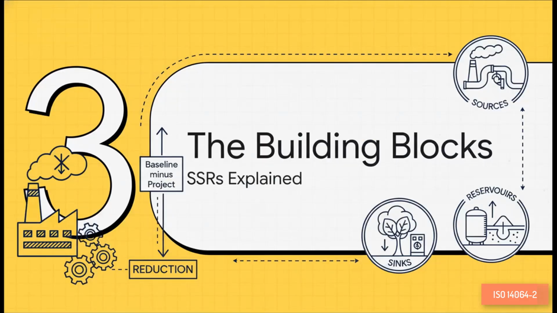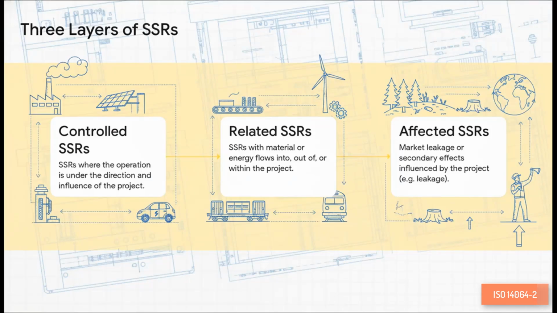Okay, so we've got the core logic down, right? Baseline minus project equals your reduction, and the whole thing has to be additional. So, what are the actual pieces we measure? The standard breaks it down for us into 3 building blocks: sources, sinks, and reservoirs, or as we'll call them, SSRs. A really solid, credible project has to look at 3 layers. First, what you directly control, so the emissions from your new equipment. Second, the related stuff, both upstream and downstream, like emissions from manufacturing that equipment. And third, the affected SSRs.